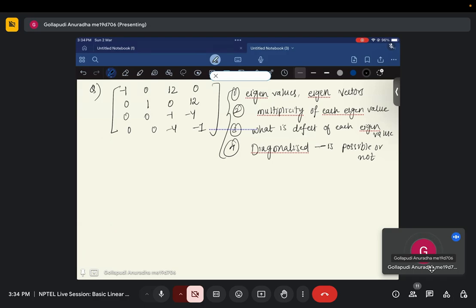Okay, so let's do it together. First of all, how do we find eigenvalues? If a matrix A is given, then the determinant of A minus lambda I should be 0. For that we'll be solving it and we'll find the lambda values.